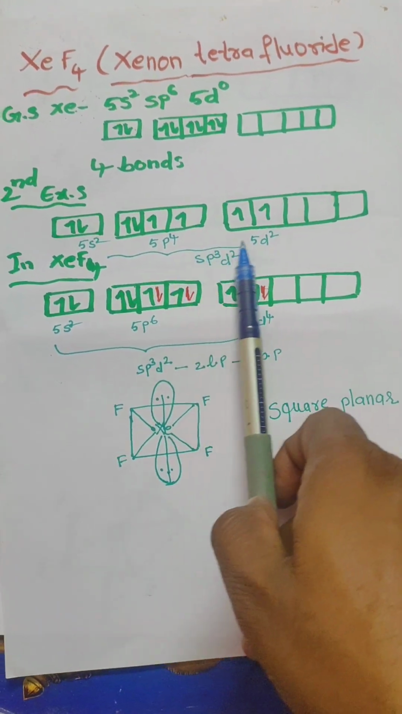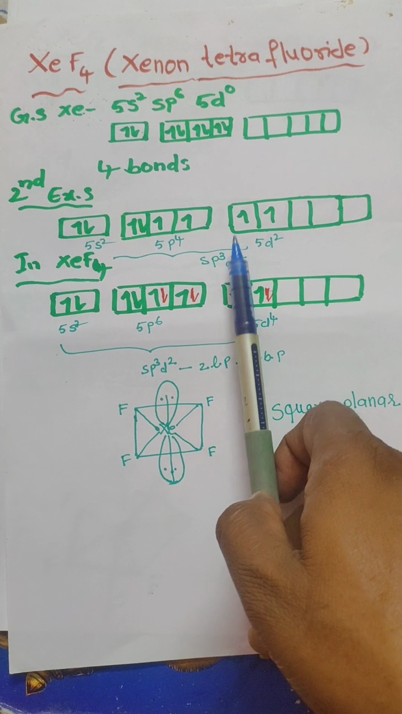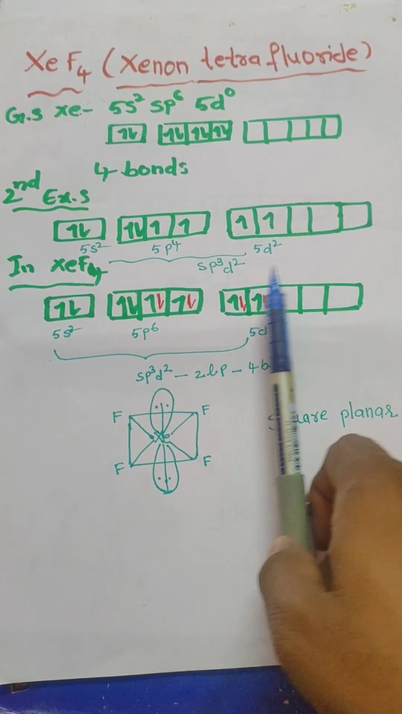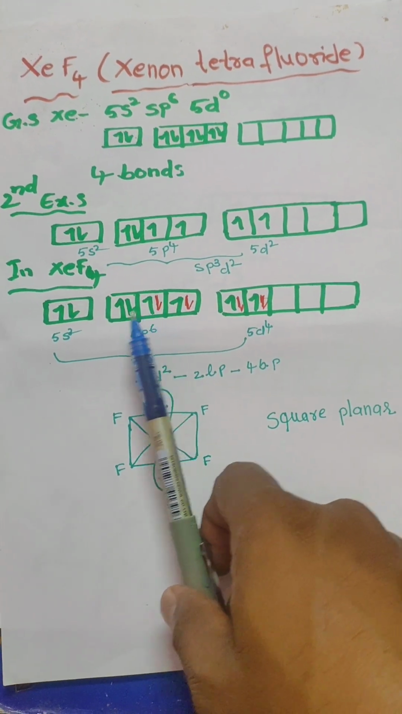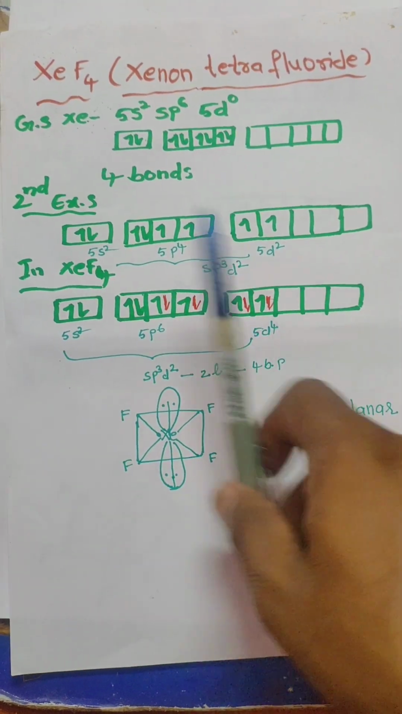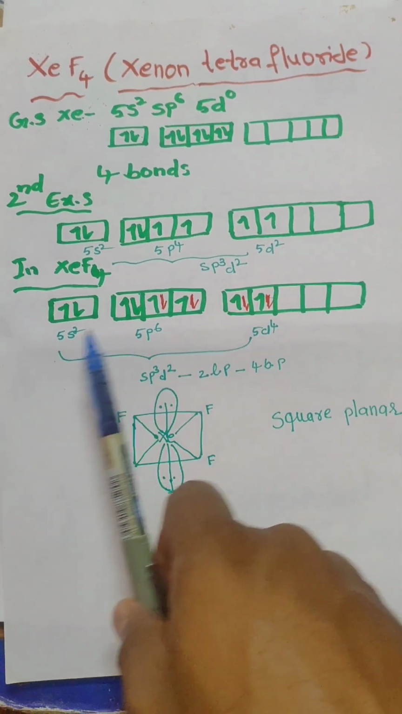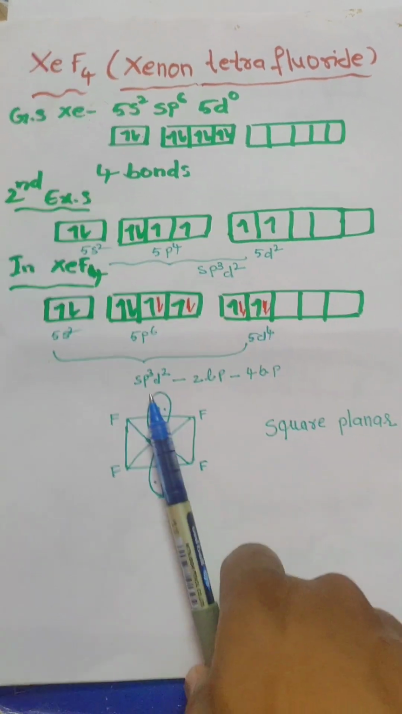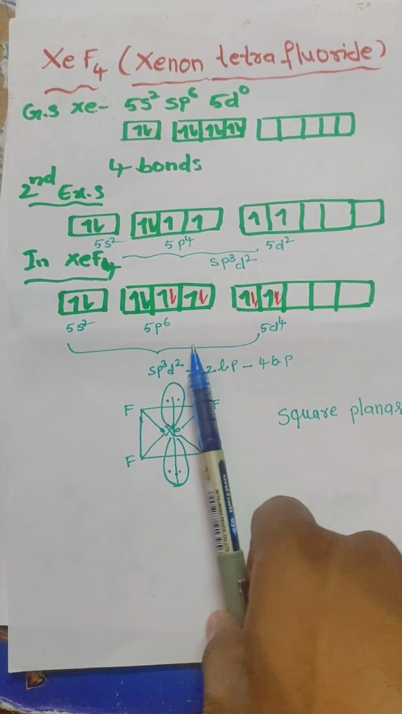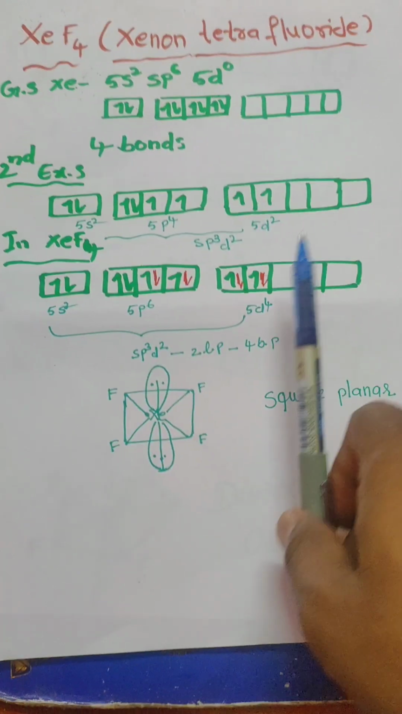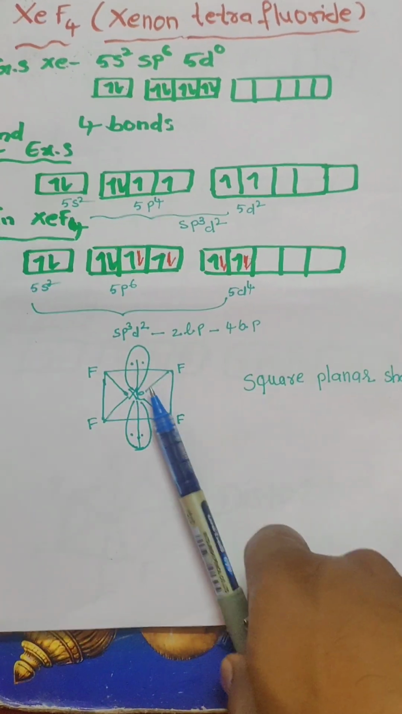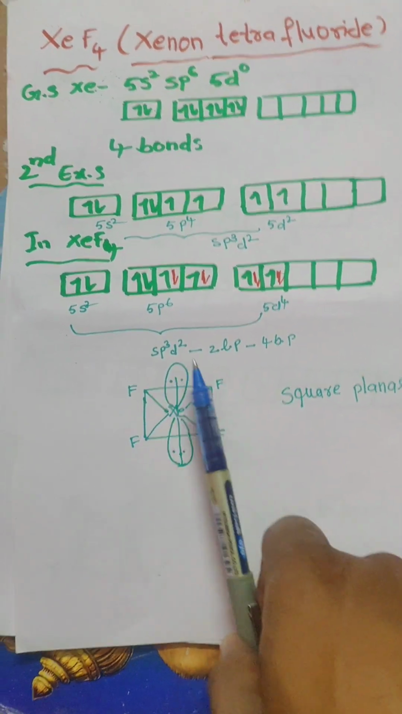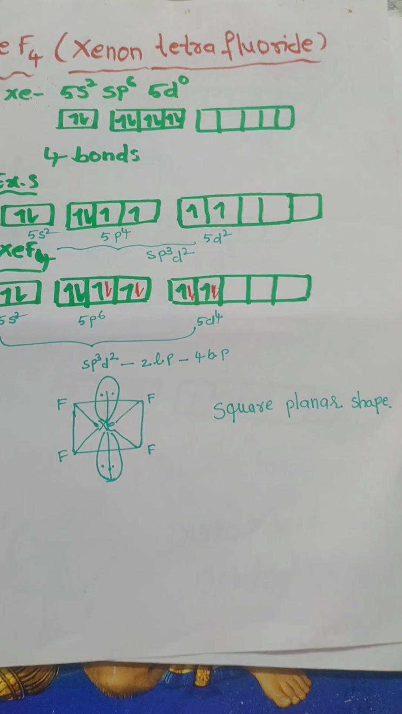And here hybridization is sp3d2. And in this excited state, each fluorine atom gives 1 electron to the xenon and forms 4 bonds. So look here. In XeF4, the hybridization is sp3d2 and it has 2 lone pairs and 4 bond pairs. And if the hybridization is sp3d2 and if it has no lone pairs, then it should get the octahedron. But as it has 2 lone pairs, now the shape of the XeF4 is the square planar shape.